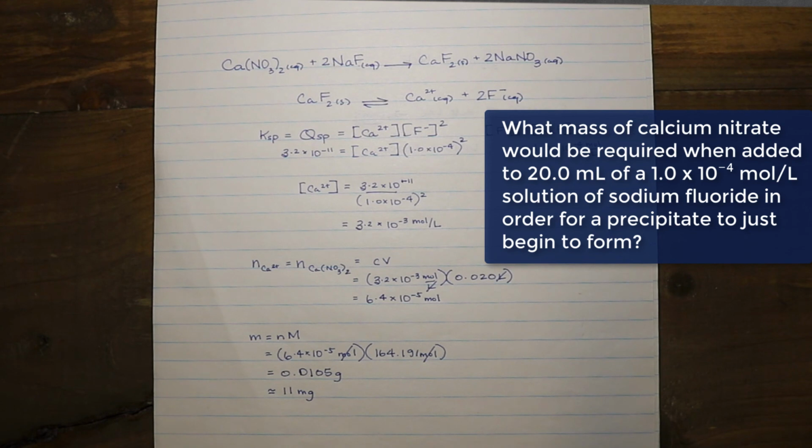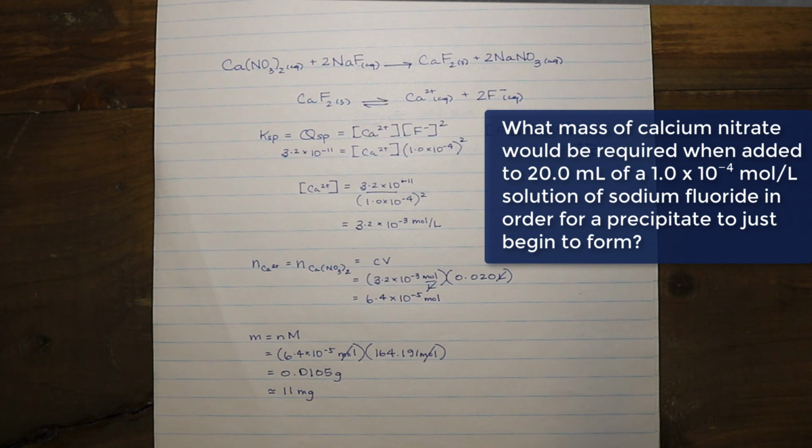Alternatively, if we didn't want a precipitate to form, the maximum amount of calcium nitrate that we could add to a solution of sodium fluoride of this particular concentration and this volume at this particular temperature would be 11 milligrams.